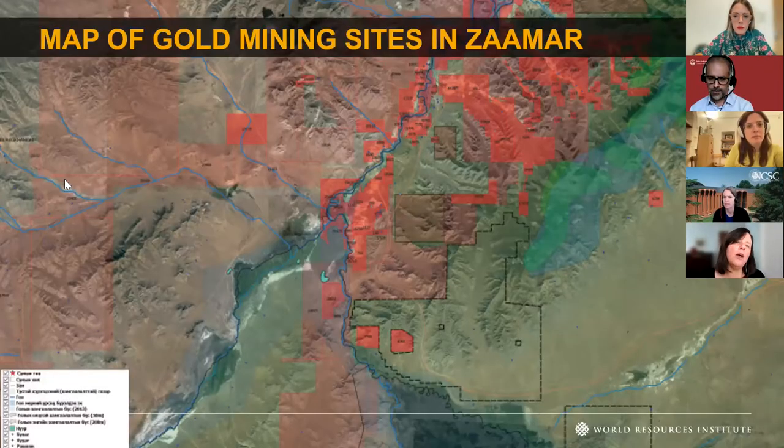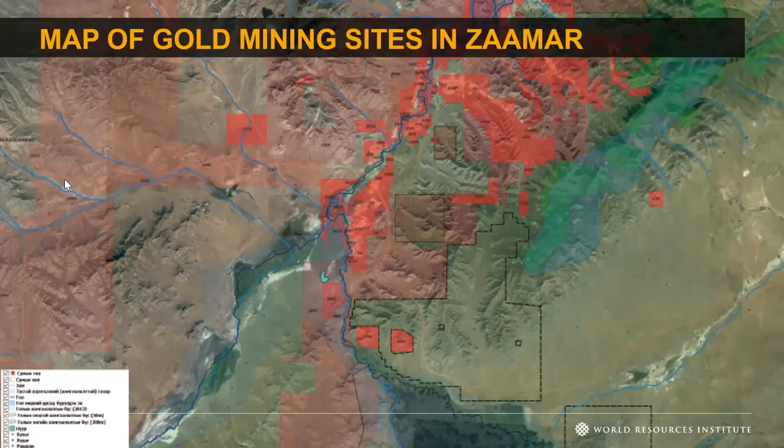I just wanted to quickly go back to the gold mining sites in Zamar, just to provide you with one example. Based on the information we collected, our partners actually created these concession maps that included both exploration and exploitation licenses. They were able to use this, and it really helped translate the information into a form that was meaningful to the local community members. In fact, we were told by local activists that even the local government offices were using these maps that were created because they were better than the maps that were being provided by the national level government.